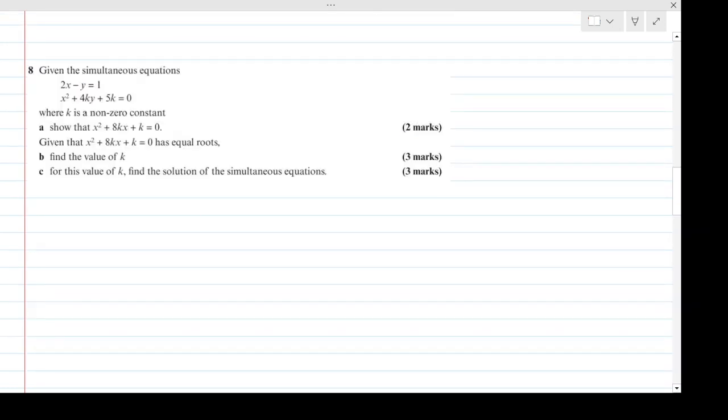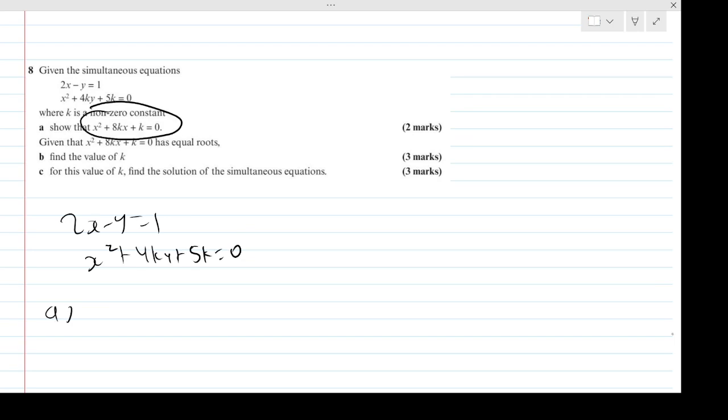Okay, we also might be linking the discriminant with these questions. So we have 2x minus y equals 1, x squared add 4ky add 5k equals 0. We need to show this equation, and I notice there's no y in it, so I'm going to rearrange for y. If I call this 1 and 2, I'm going to rearrange for y in the top equation, so therefore y is going to be 2x minus 1.